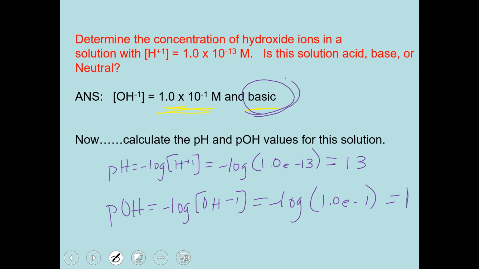Again, that corresponds with the basic answer because low numbers on the pOH scale correspond to bases. And then there's this special relationship that the pH and the pOH always add up to give you 14. And you can see 13 and 1 are going to add up and give you a value of 14.